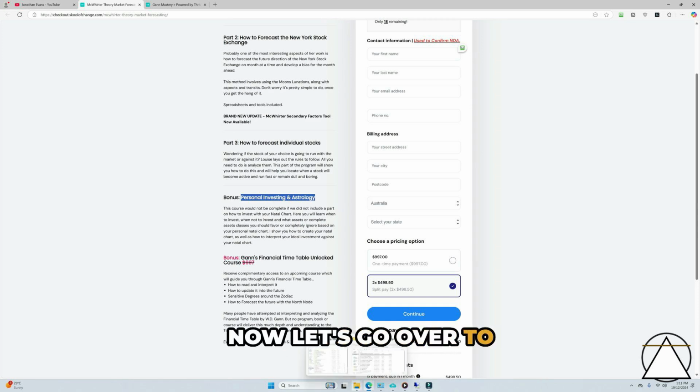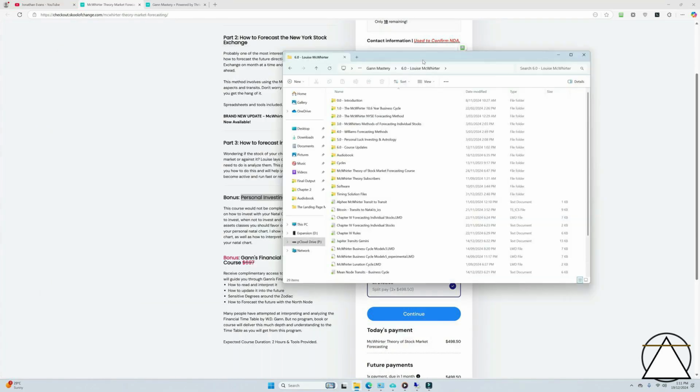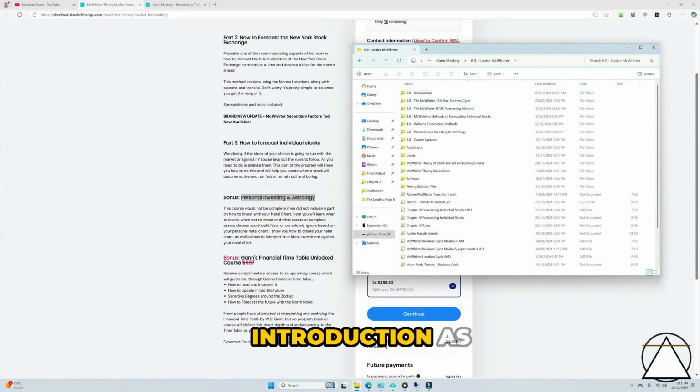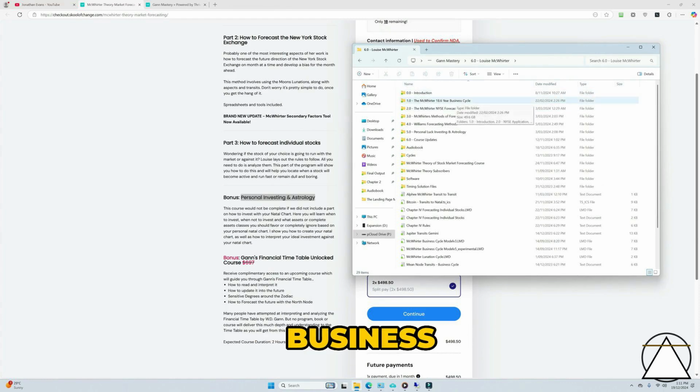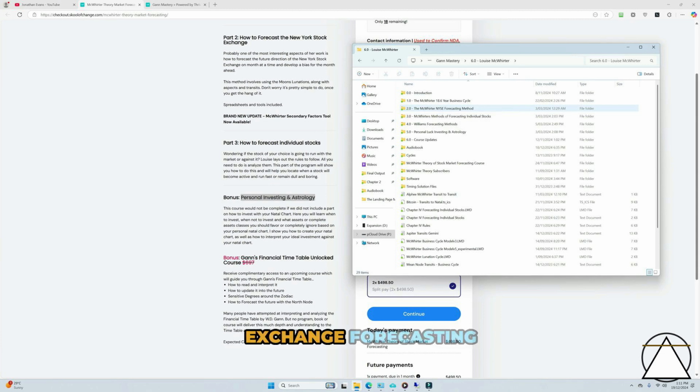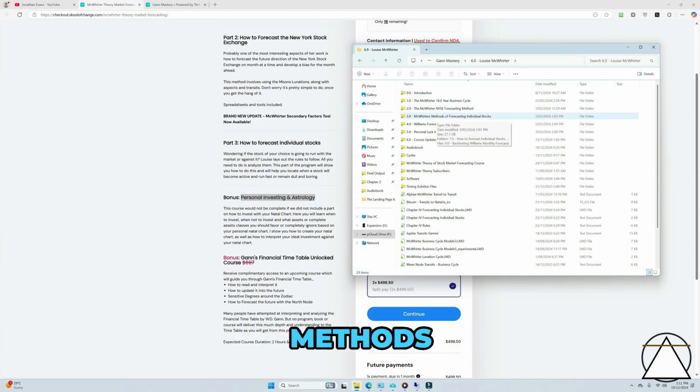Now let's go over to the curriculum here. So I break it down. We have an introduction as always. The 18.6-year business cycle, the McWhirter New York Stock Exchange forecasting method, McWhirter's methods for forecasting individual stocks. Okay, these are individual modules. Williams forecasting methods. So if you've not heard or seen of the way that Williams forecasts the markets, it's actually very unique, very good as well. Personal luck and investing and astrology. So that is under this bonus section.